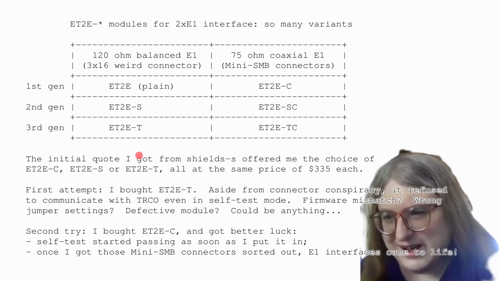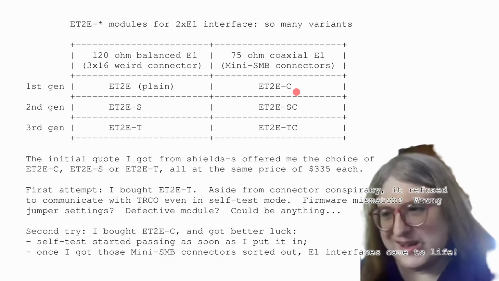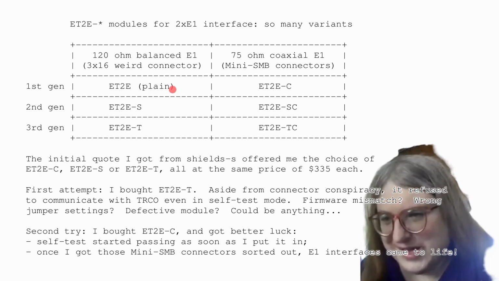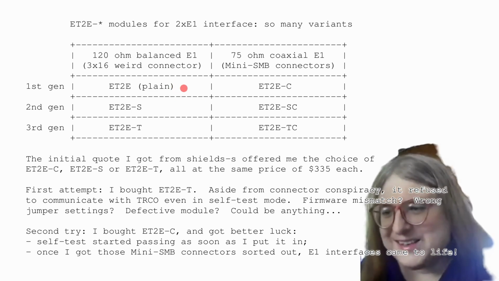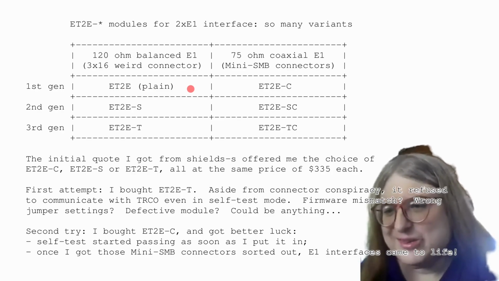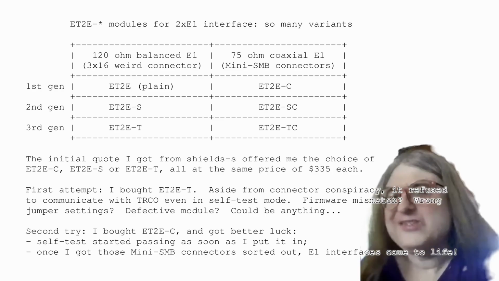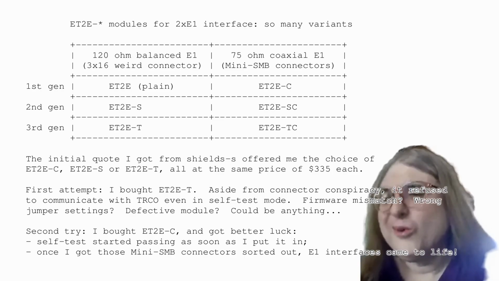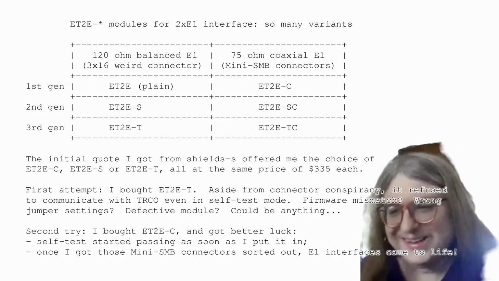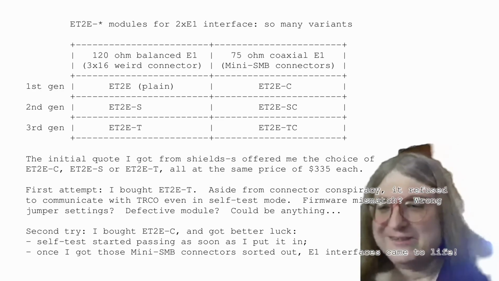They had this one, the dash T. Then they had this one, the dash S, and they had this one, the dash C. Okay. I should also add, they did have this one available, but the asking price, oh my God, for this one, for the original plain ET2E, they were asking for like $3,700 something for just that one module. I was like, who in the world is going to pay that much money for that one module? And why would someone need that module so badly to pay so much?